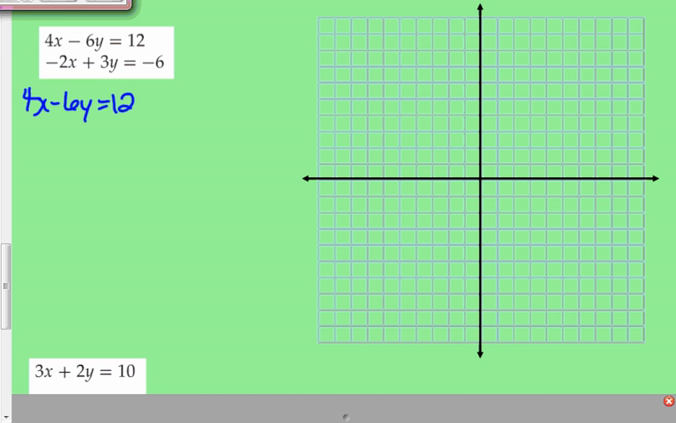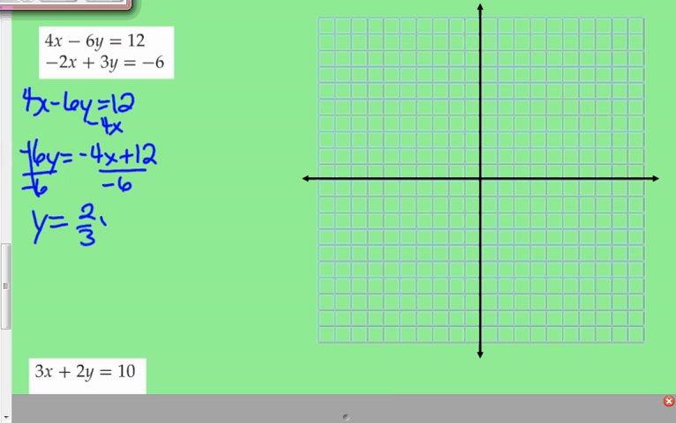We'll start out with subtracting 4x. So we'll get negative 6y equals negative 4x plus 12. Divide by negative 6. We get y equals a positive, we're going to simplify 4 over 6 to be 2/3 x, and then a subtract 2. And we're going to do the next one.